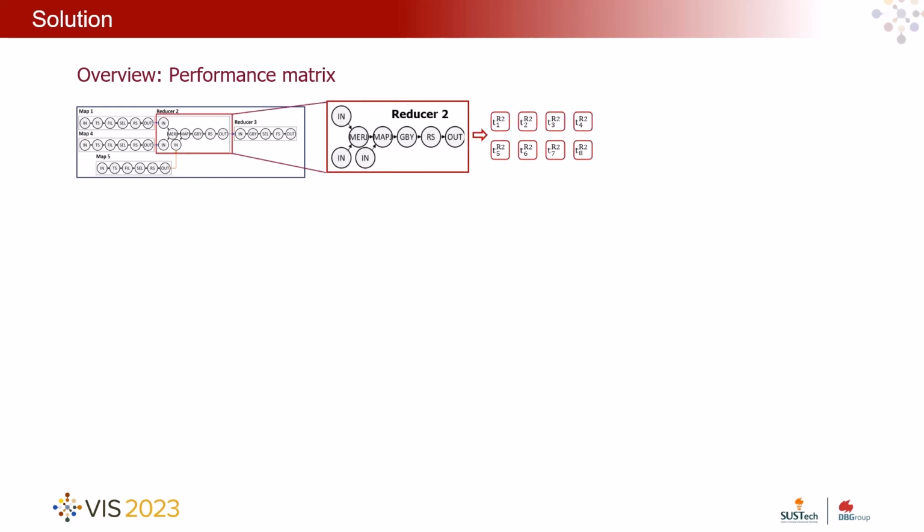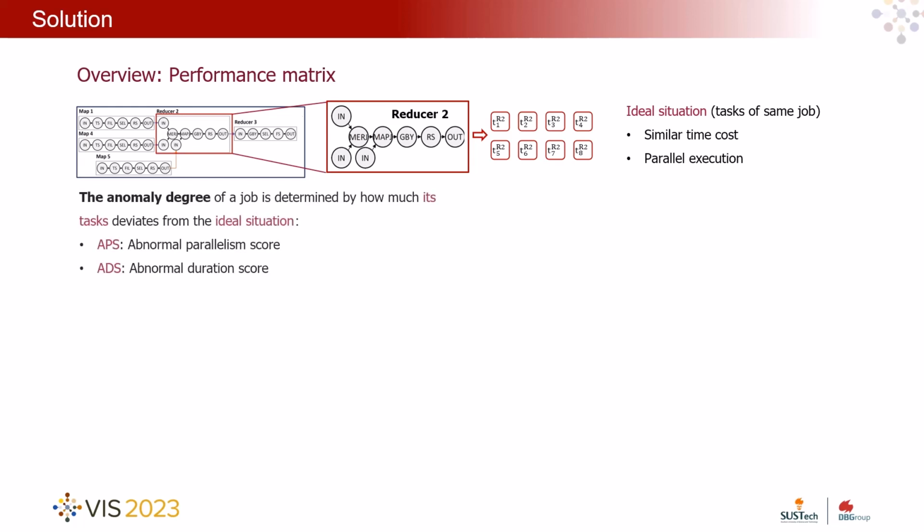When we look at a specific job from the logical execution plan, we expect its tasks to exhibit similar workloads, resulting in similar time cost. Furthermore, these tasks should have no dependency relationships, indicating that they can be executed in parallel. To measure how much the actual task execution deviates from its ideal scenario, we've introduced two scoring metrics: APS, abnormal parallelism score, and ADS, abnormal duration score.